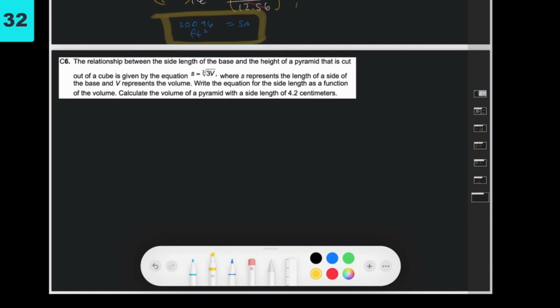All right, C6: the relationship between the side length of the base and the height of a pyramid that is cut out of a cube is given by the equation S equals cube root of 3V.